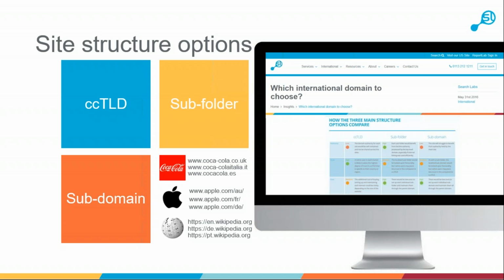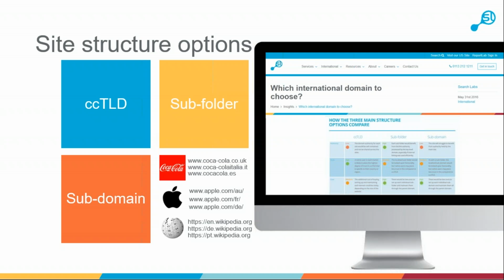So in terms of structuring your website, there are three main approaches that you could typically take, all of which have completely different cost implications and short and long-term benefits. Starting off with a ccTLD, which stands for a country code top-level domain. The second approach is a subfolder approach, and the third is a subdomain approach. Now, as you can see from these examples here, Coca-Cola, Apple, and Wikipedia, there's actually no right or wrong answer. The decision should always be made on the amount of resource, your goals, and the time that you have available.